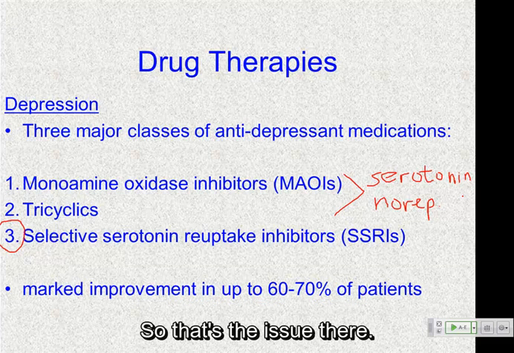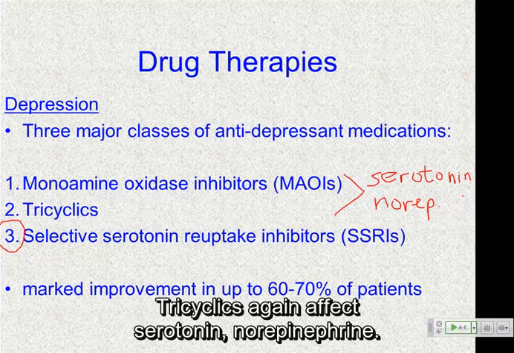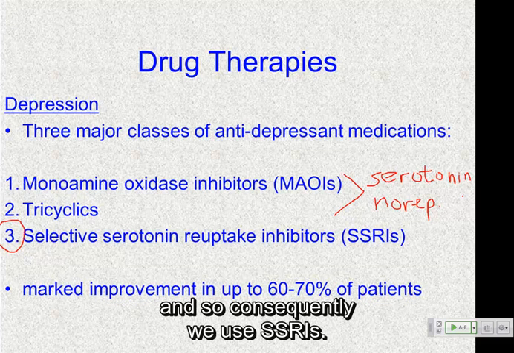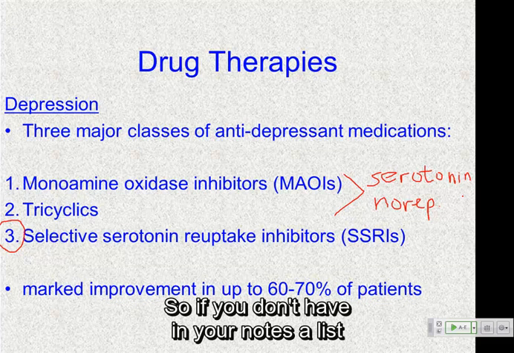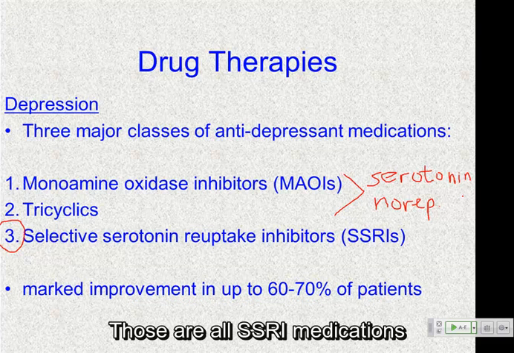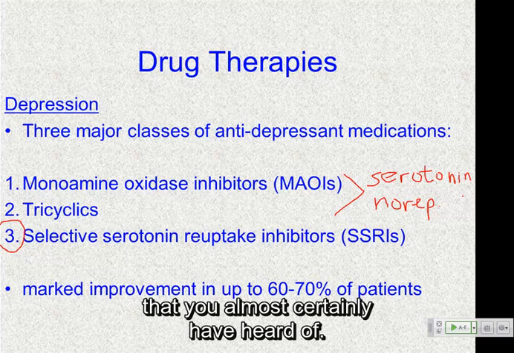So that's the issue there. Tricyclics, again, affect serotonin and norepinephrine. Again, they're more hampered by the side effects that they cause, and so consequently, we use SSRIs. If you don't have a list of these in your notes, examples would be Prozac and Paxil and Zoloft. Those are all SSRI medications that you almost certainly have heard of.